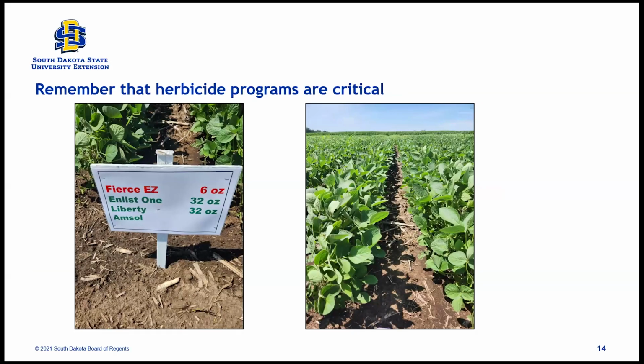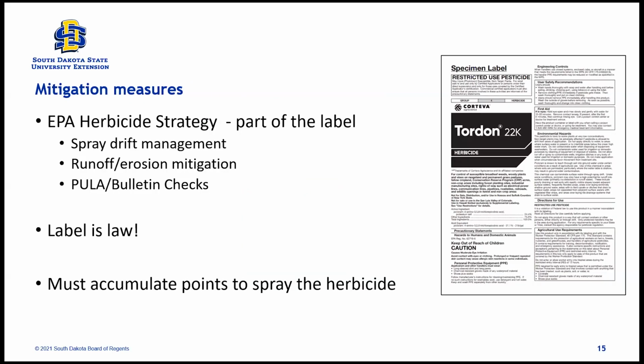And with that being said, the herbicide programs are critical. So in your pre and your post, you need to have these multiple herbicide groups at each application to get these good, effective results. Now, before we even spray the herbicide, something else we need to talk about today is mitigation measures, or the herbicide strategy that's been implemented by the EPA.